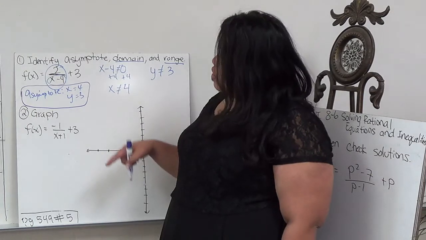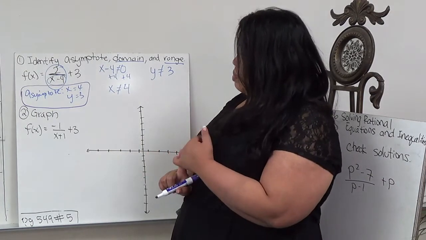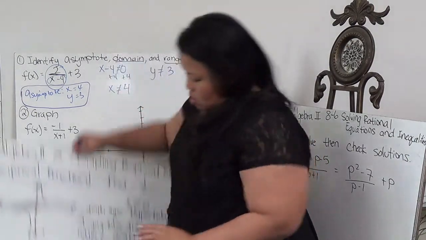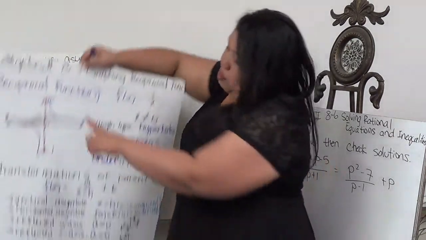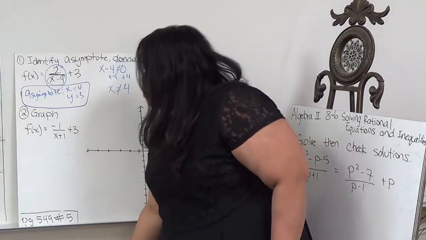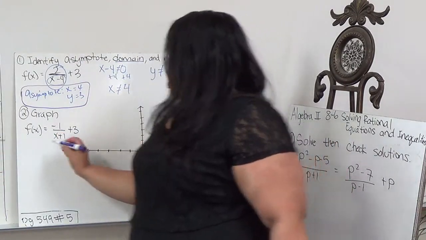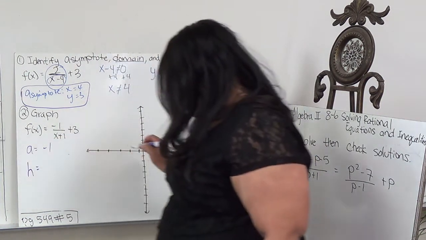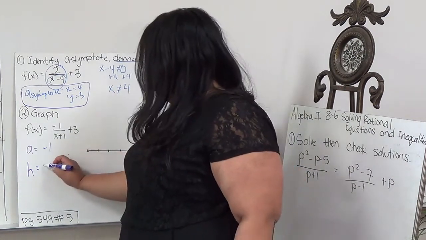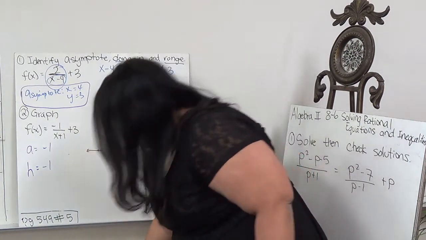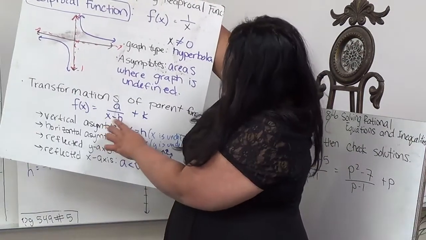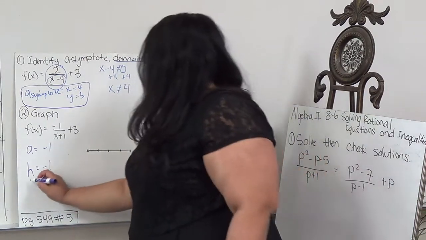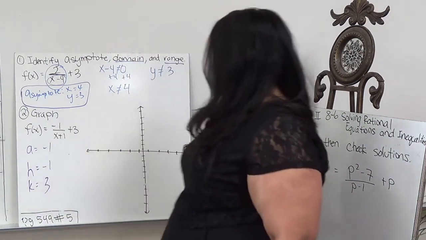So number 2, we're going to be doing the same thing. We're going to first identify the asymptotes, and then use this information to shift the parent graph. This is telling me that my a equals -1. My h is this one, -1, because this is x minus h. If it's a positive, then I need two negatives. So this has to be a -1, and my k equals +3.